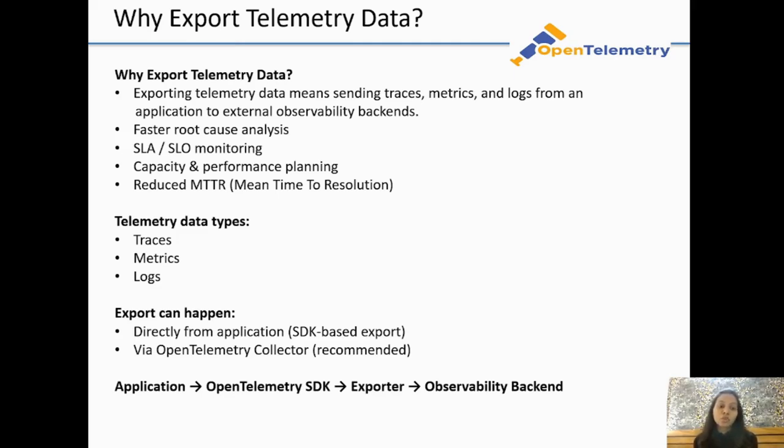The general flow looks like this, as you can see on the screen: from the application to the OpenTelemetry SDK, to the exporter, and to the observability backend. The exporter's job is to send the data to the chosen backend. This is the main job of the exporter. It sends the data to whichever backend is selected, that may be Jaeger, Prometheus or Datadog, anything.